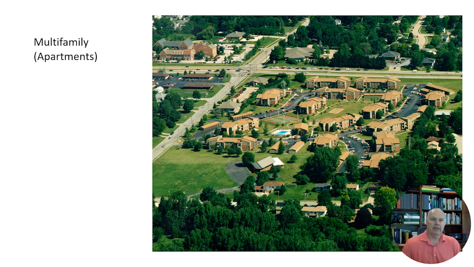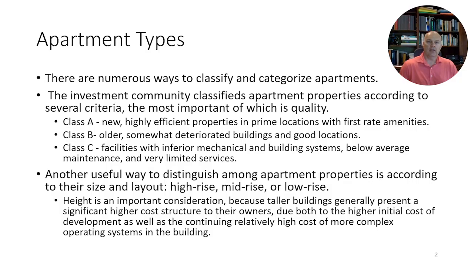Our next property type is the multifamily or apartment property type. There are a couple different ways to classify apartments. The two that I'm going to go over are the quality of a property and the size. So to talk about the quality of the property, there's the generic categories of Class A, Class B, and Class C.